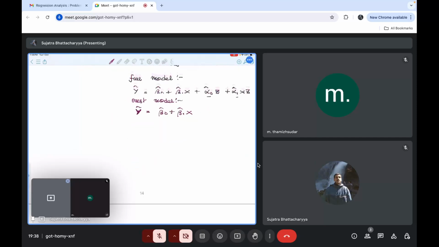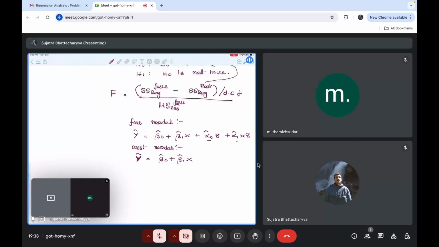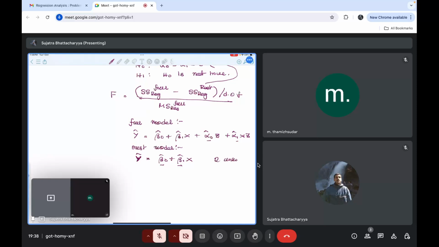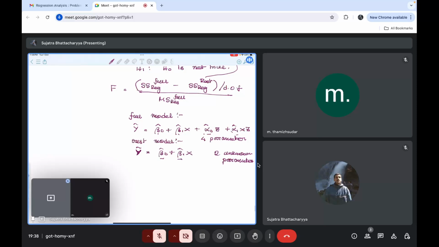Now look at how many unknown parameters you have. In the restricted model, you have two unknown parameters. But in the full model, how many parameters? 1, 2, 3, 4. Four parameters. Then in the numerator, when you are subtracting, how much will be the degrees of freedom? 4 minus 2, that is 2.